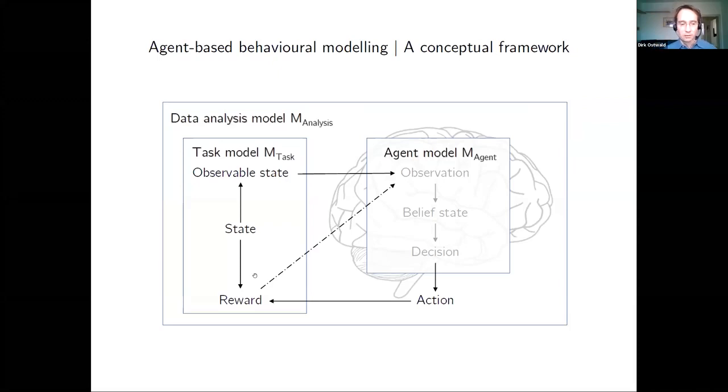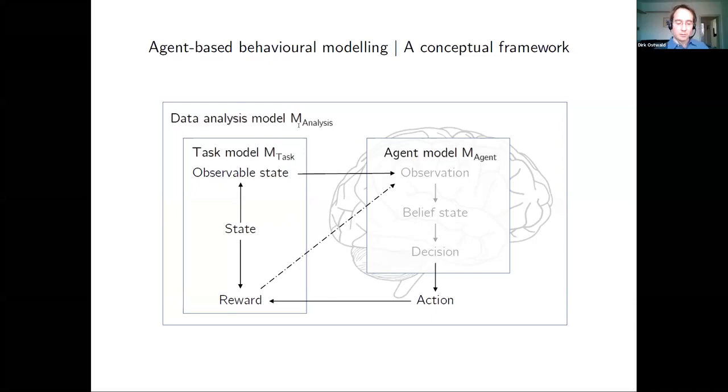Like in the talk that we've just seen, we also struggle a little bit with where to locate rewards or reward signals. For us, there is an objective thing in the world that is the reward, but of course it depends on how this is observed and how this is then processed to form a reward signal that informs decision making. Finally, because we're trying to use this as a means to derive neurocognitive theories, we embed these two components in a data analysis model.